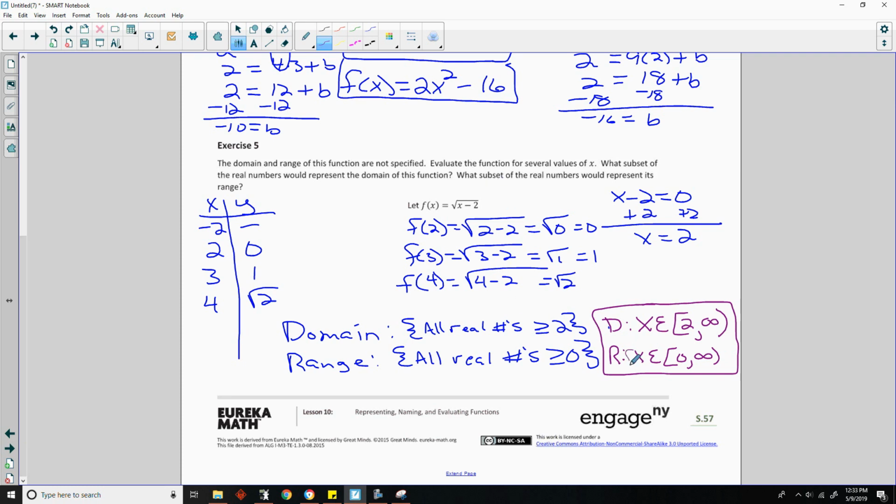I forgot my f of. That's not x. Range is y. That's why I always reread my answers afterward and make sure that makes sense. So I don't want to put x there. I want to put f of x, and y is f of x. All right.